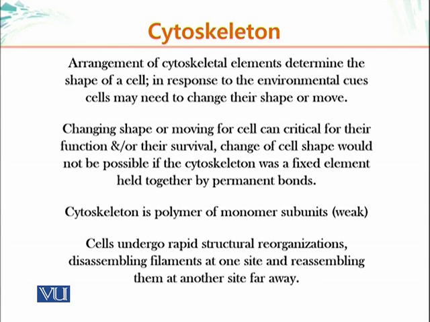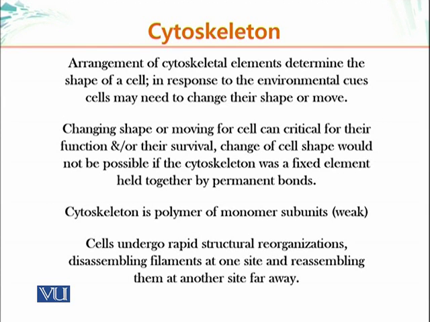And if the cytoskeleton was a fixed structure, cells would not be able to change their shape or be able to move. So we have to have a strategy which will allow us to have structural support as well as flexibility to rearrange. You can do that if cytoskeleton is made up of smaller units which are held together by weak interactions rather than strong forces like covalent bonds. Cells undergo rapid structural reorganizations, disassembling filaments at one side and reassembling them on a different side.